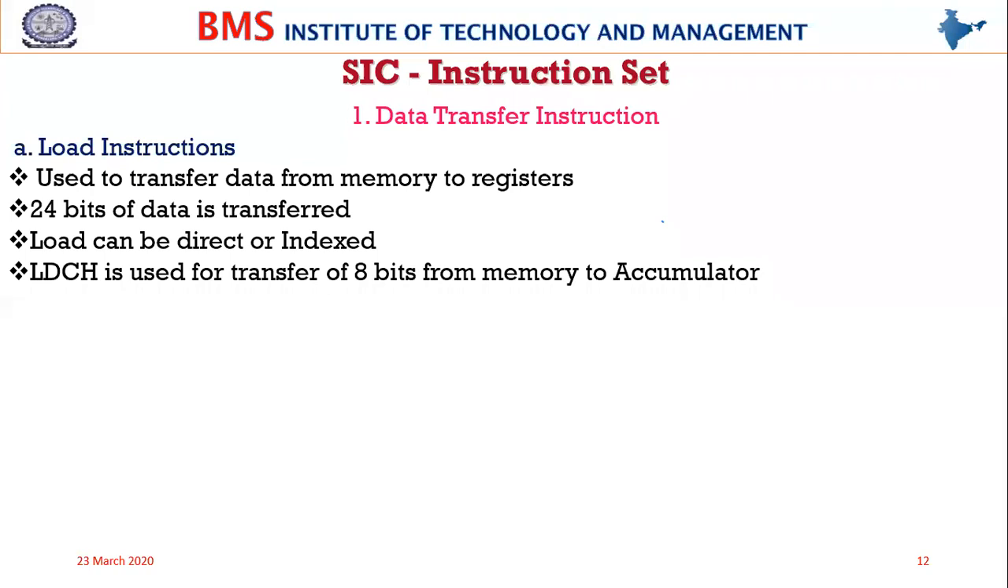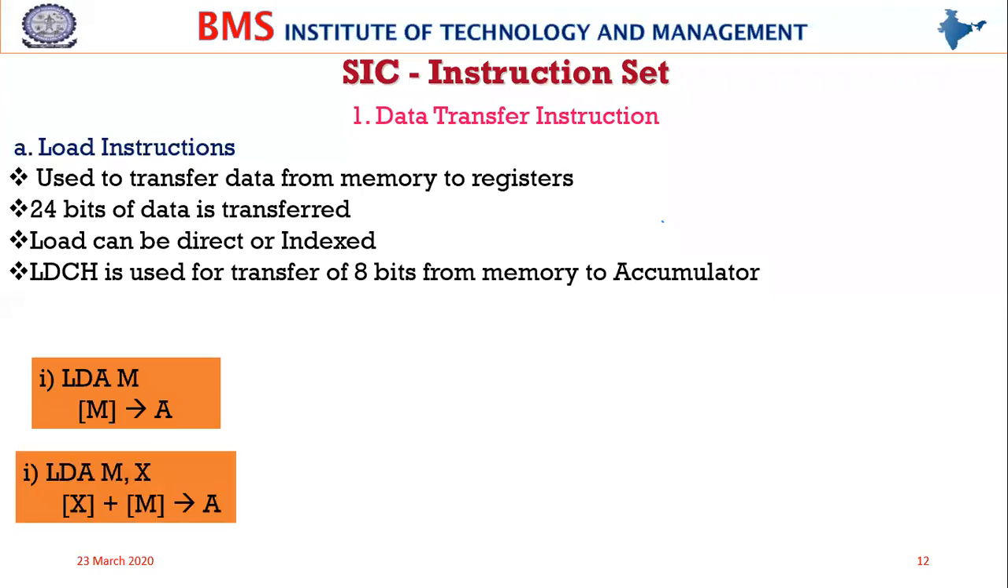You can load 1 character or 8 bits from the memory to the registers. So we shall see some examples of the instructions we have. LDA means load accumulator. The M there is a memory location, whatever the variable name you have declared, that is going to be used here. Now the contents of M, that is 24 bits, is transferred onto the accumulator, right?